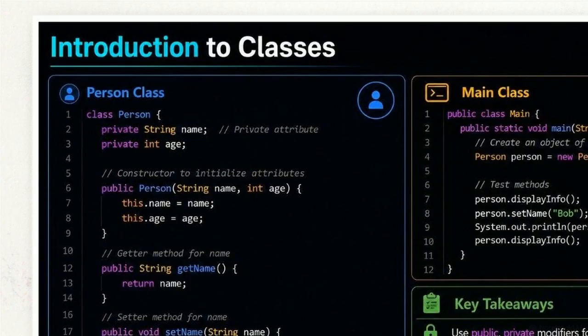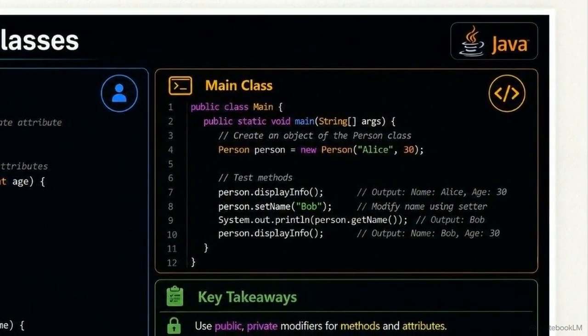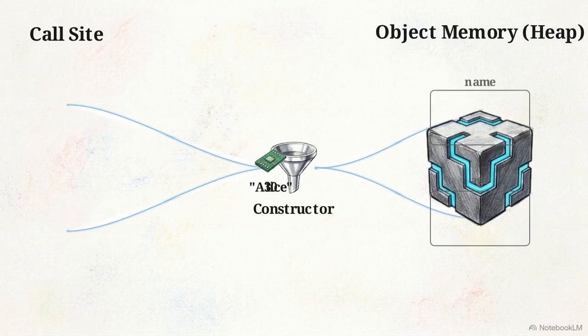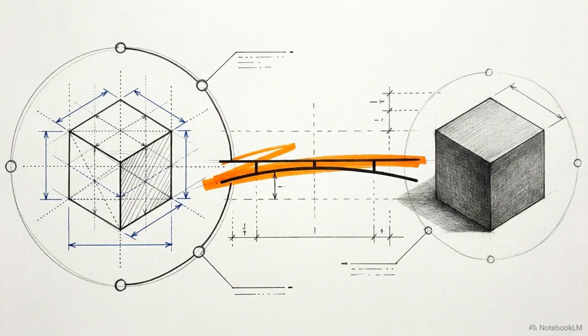We can see this in action during the main class execution. The code calls new Person, passing in the string Alice and the integer 30. Those specific values travel from the call site through the constructor and lock into the newly allocated memory slots for that specific person object. Without a constructor, an object is just an empty shell. The constructor is the vital bridge between abstract theory and a functional populated instance.